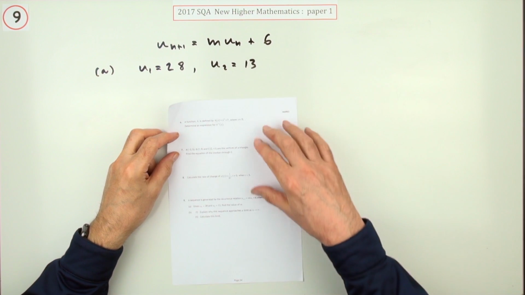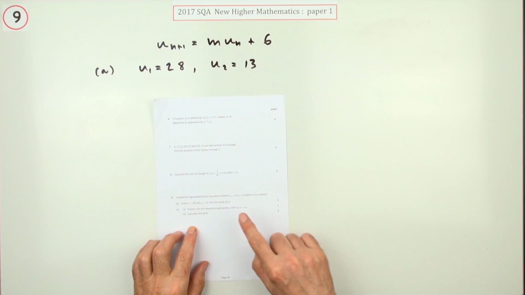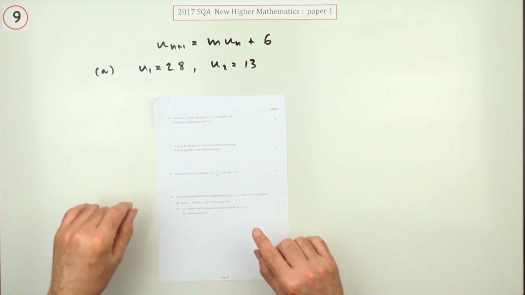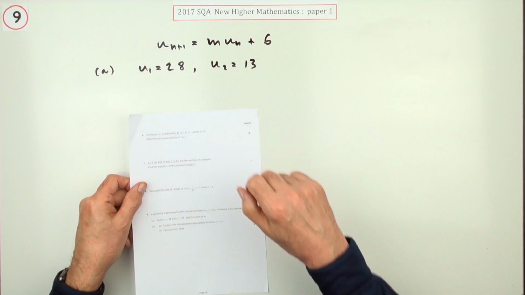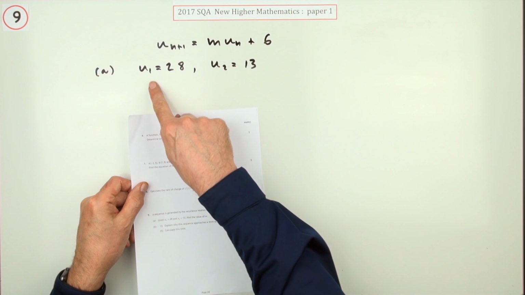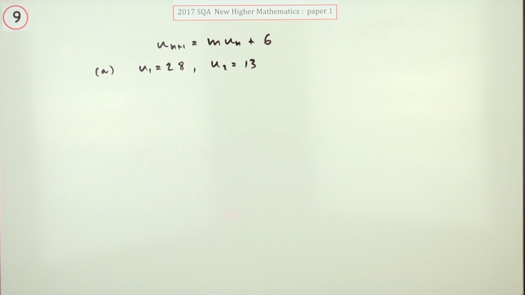So number 9 from paper 1 of the 2017 New Hire reconciliation question. 5 marks for this one in a couple of parts. 3 really first bit. Here's a recurrence relation with an unknown factor here. Given the first 2 terms in this, find the value of m.